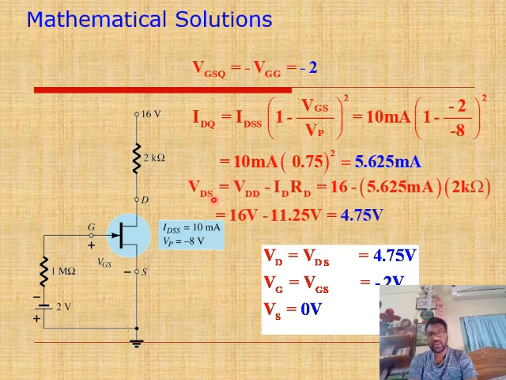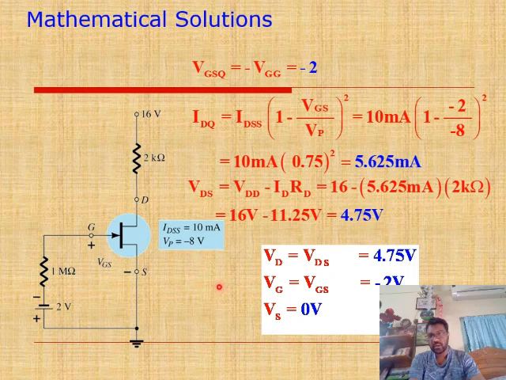After that, VDS is basically the drain to source voltage, or the voltage drop across the drain to source terminal, or drain to source junction. Here you can see that VDS is equal to VDD minus ID RD. So VDD is 16 volt, and ID is the drain current.